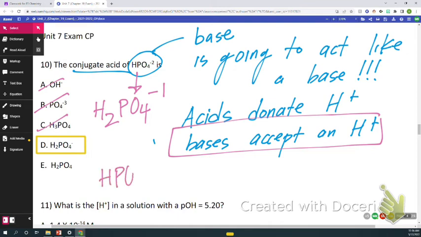An H plus is joining. So you're going to get another H, and then the negative 2 is going to become negative 1 because of the plus. It's joining.